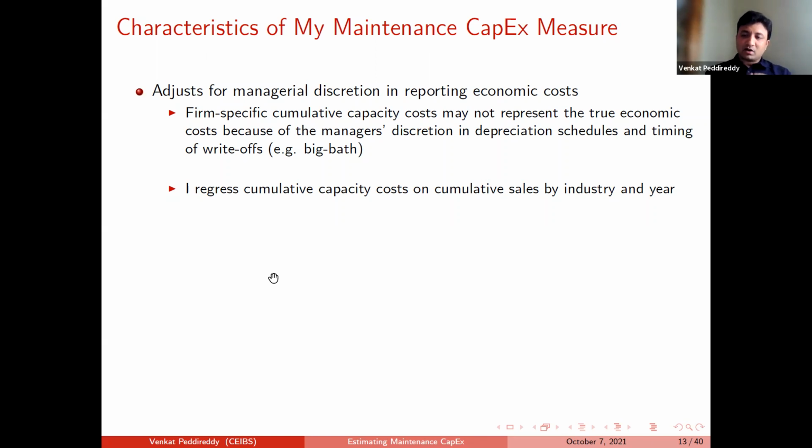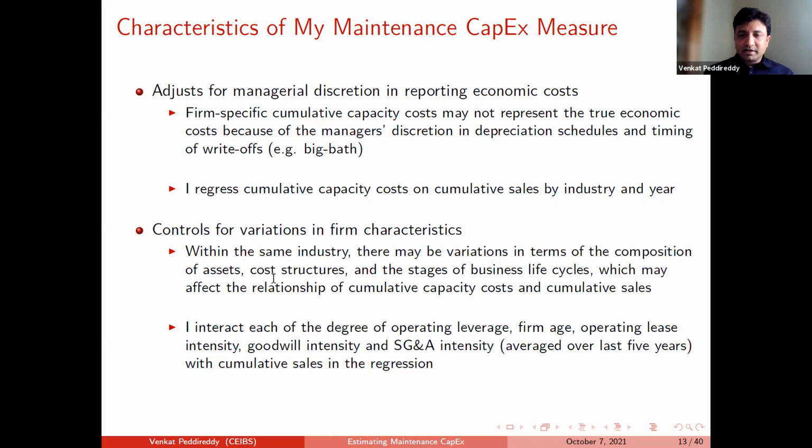So even if you have solved the yearly issue by aggregating these costs, on a firm-specific basis a manager could take an early write-off which is not warranted, which we refer to as the big bath phenomenon. You also could choose the useful lives, etc. So in order to avoid that, I regress this cumulative capacity cost on cumulative sales by industry and year. I want to remove these firm-specific idiosyncratic effects and capture on an industry level what the cost is for $1 of sale.